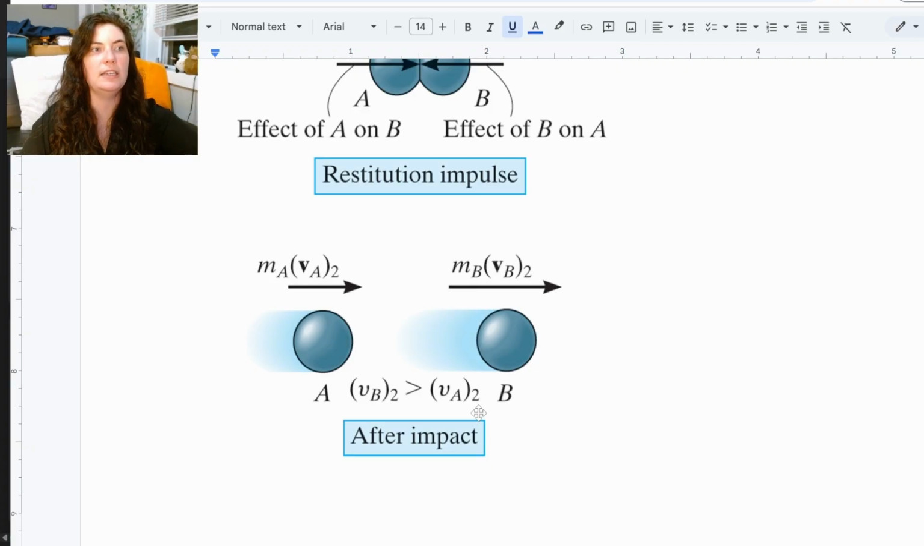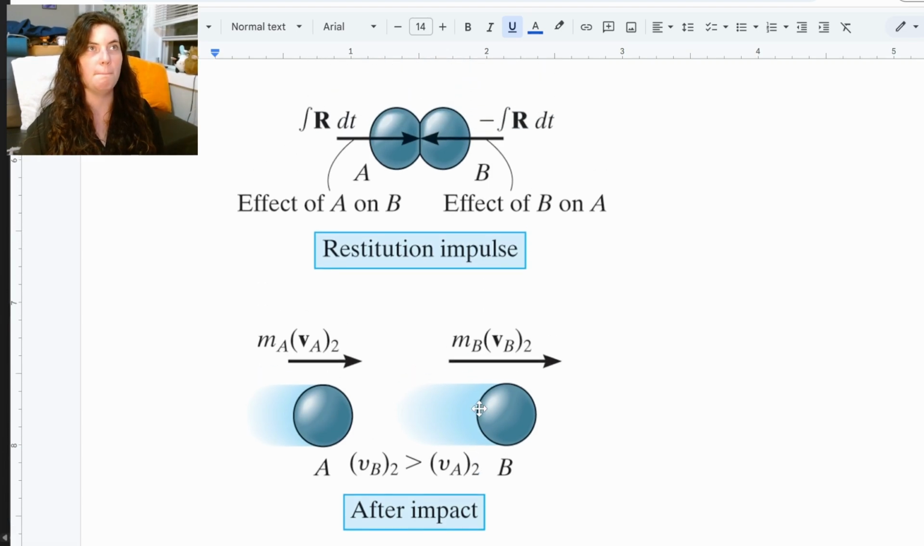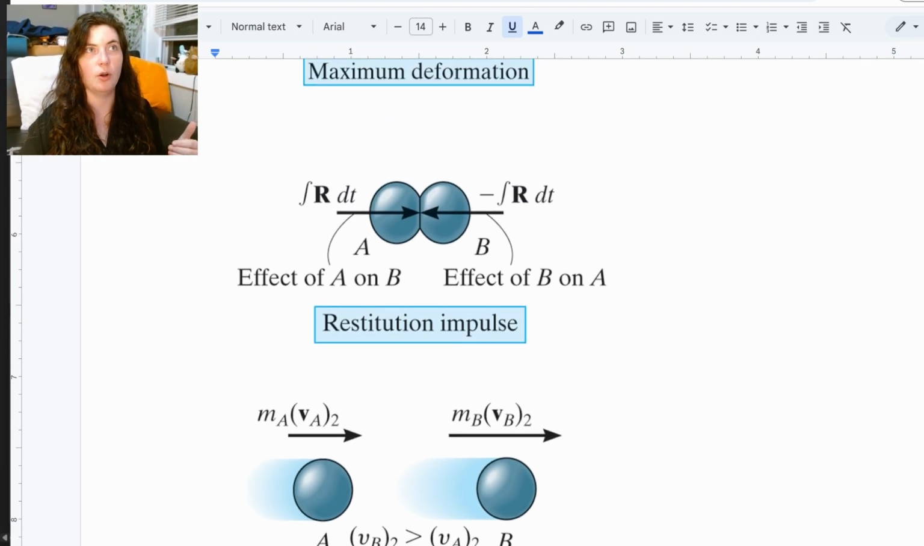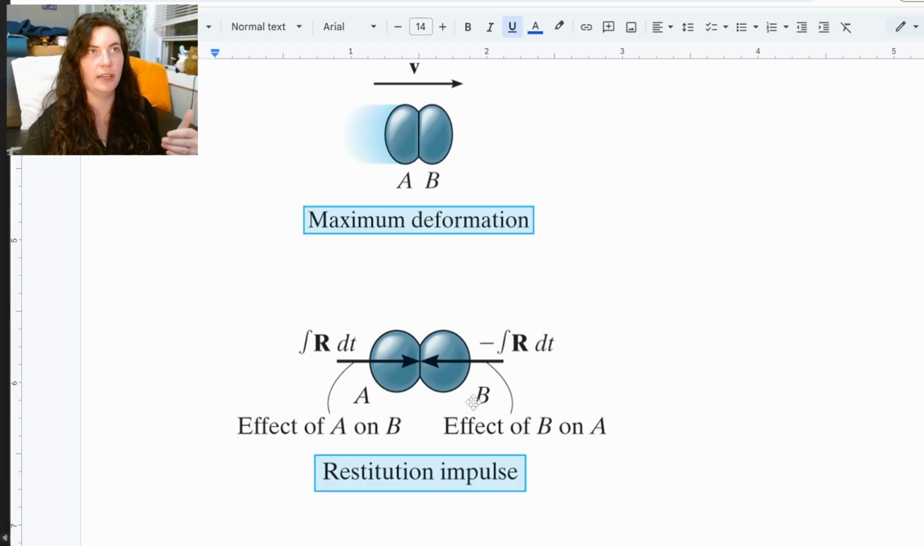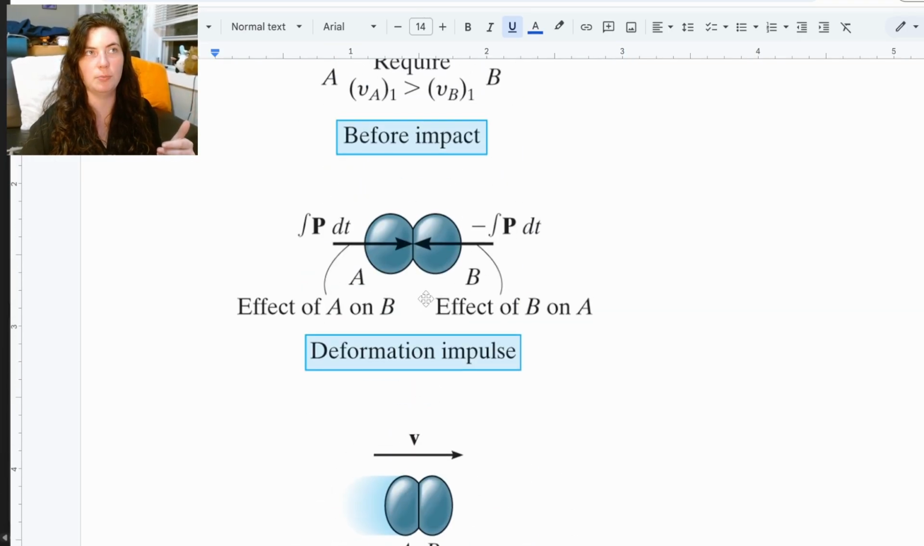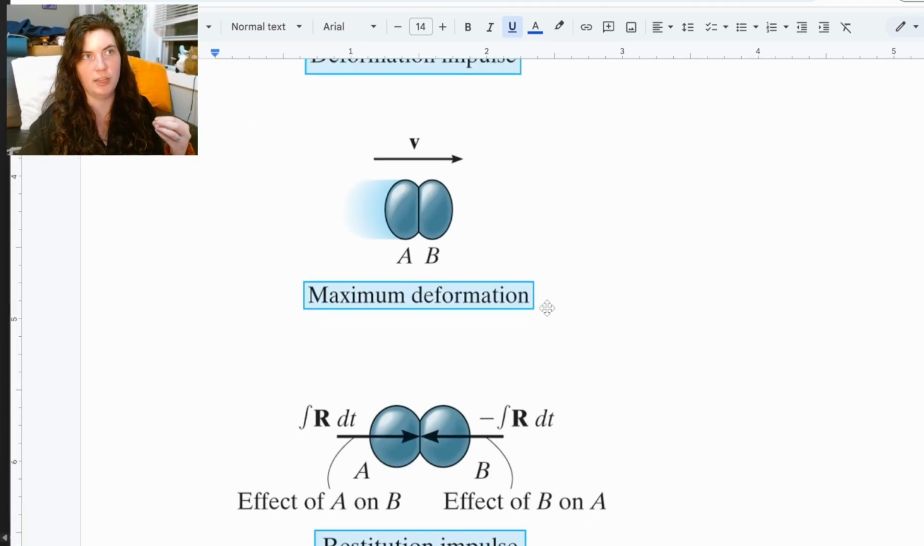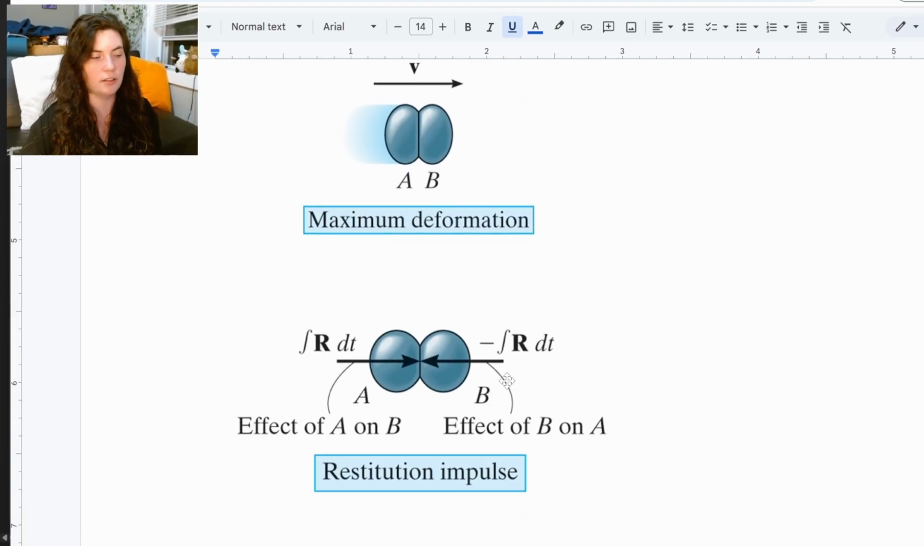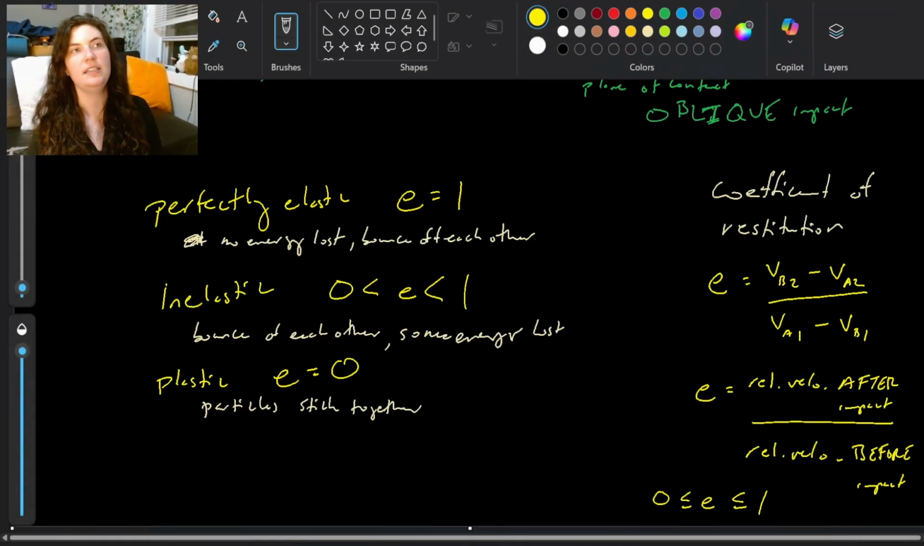So not only is it this representation of this ratio of relative velocities before and after, but really the definition of our coefficient of restitution is the ratio of this restitution impulse to this deformation impulse. So it's how much of that deformation is it really recovering, because some of the energy is lost from this process of deformation and restoring itself, right? Going through this restitution. So that's really where this e is coming from.